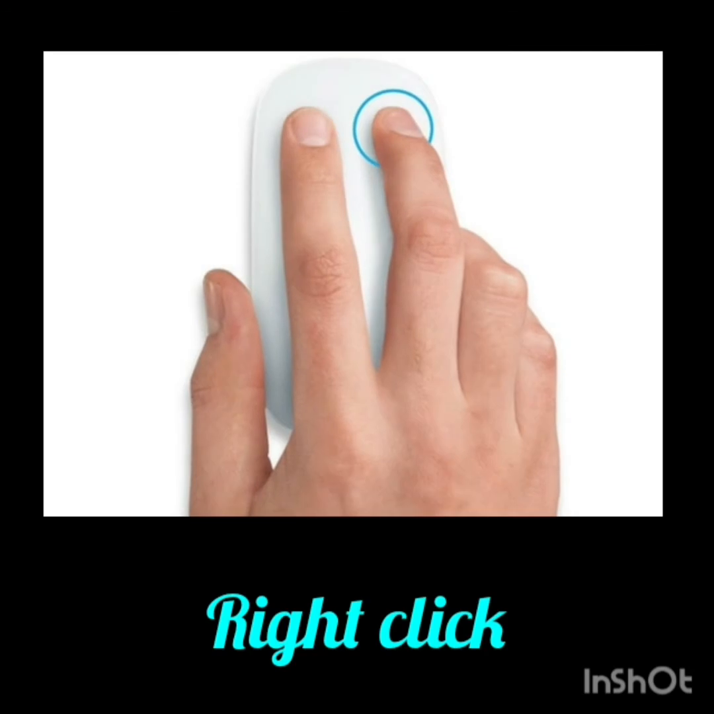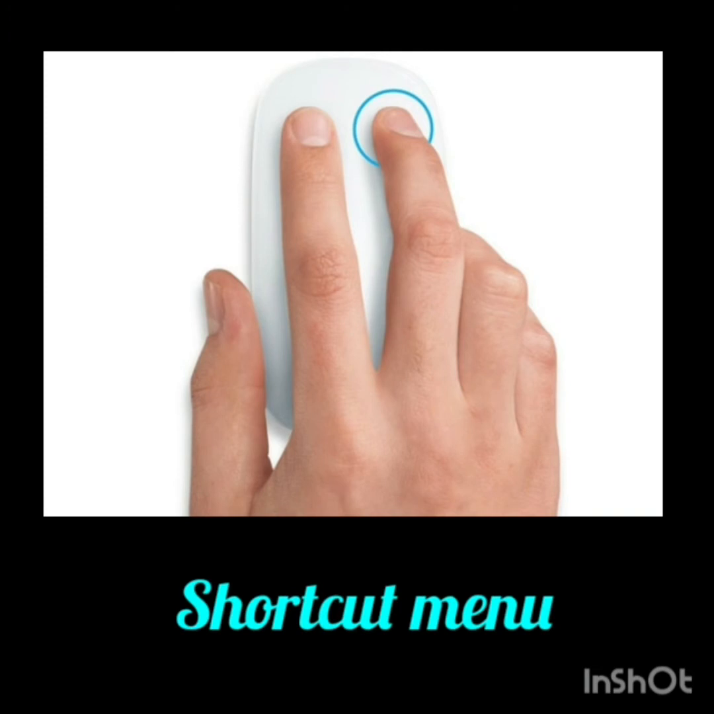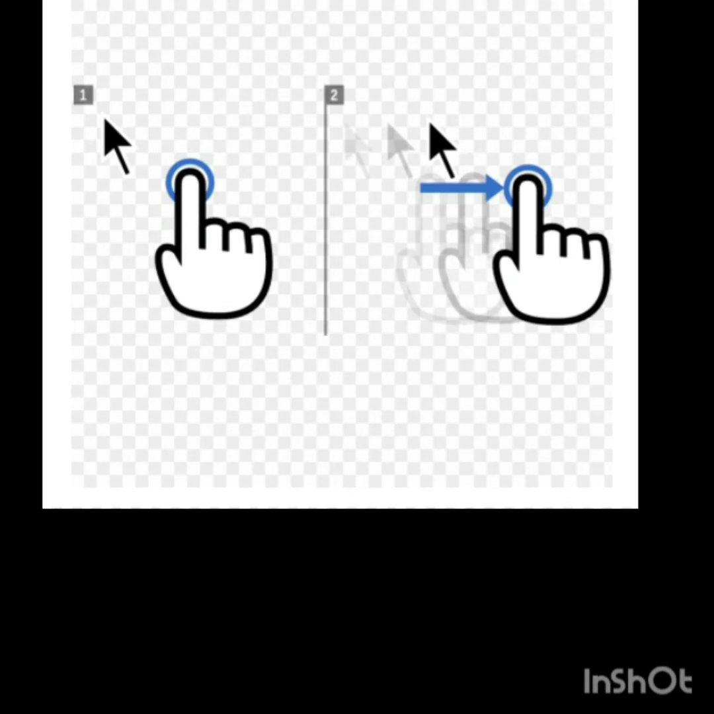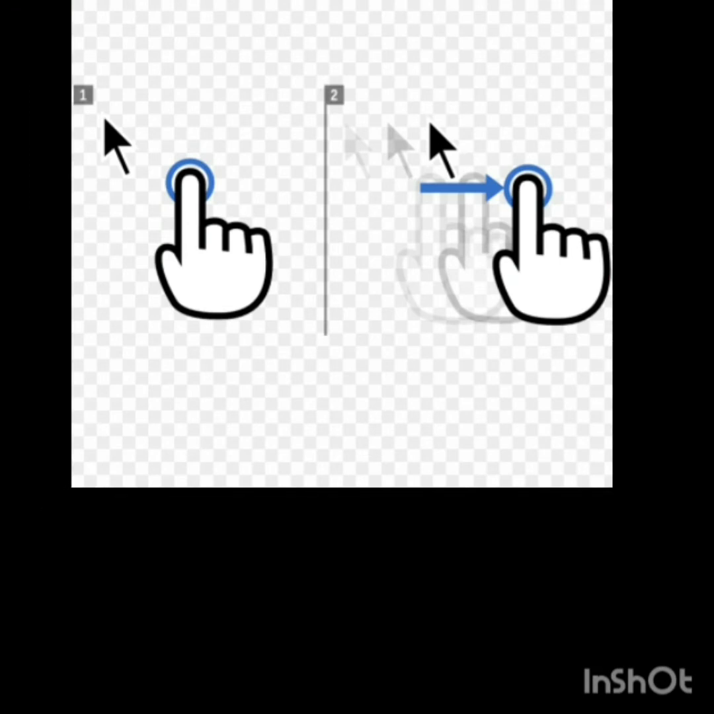Third, right click. It means when you press and release the right mouse button once, on the desktop or any other area, it switches to the shortcut menu. And fourth, drag and drop. It means when you press the left mouse button, holding it down, and move the mouse to drag the selected object and release the mouse button.